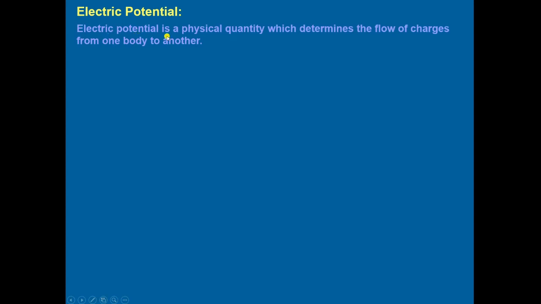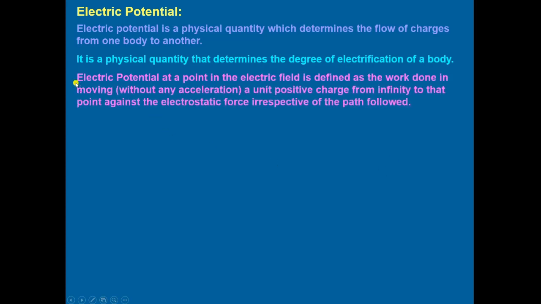Then in the previous chapter we have done electric potential, let us revise that also. Electric potential is a physical quantity which determines the flow of charges from one body to another body. It is a physical quantity that determines the degree of electrification of a body. Electric potential at a point in electric field is defined as the amount of work done in moving without any acceleration a unit positive charge from infinity to that point against the electrostatic force irrespective of the path followed.